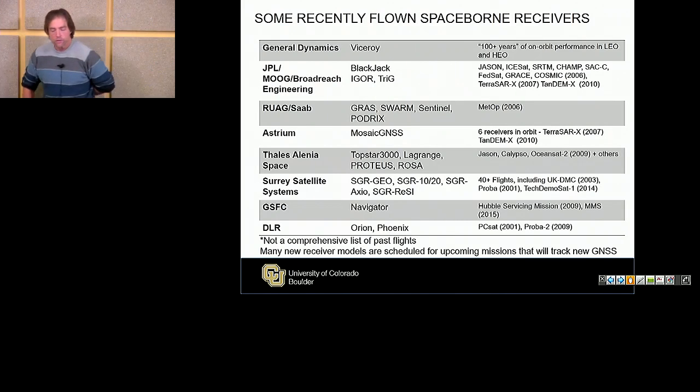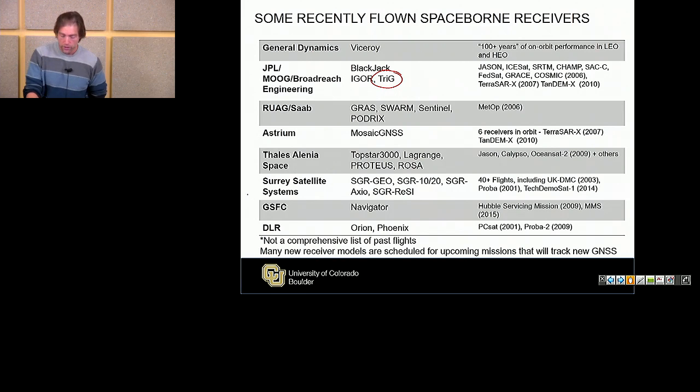So these are just a list of some spaceborne receivers. Again, this is the latest one from JPL, and Moog Broad Reach Engineering actually builds that receiver. RUAG is a Swedish company with Saab. They've flown different receivers. Astrium, Surrey is on here too.